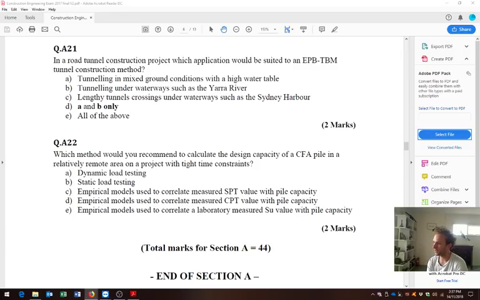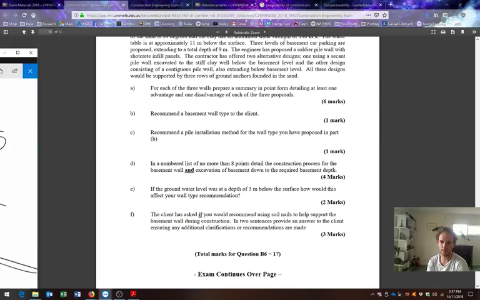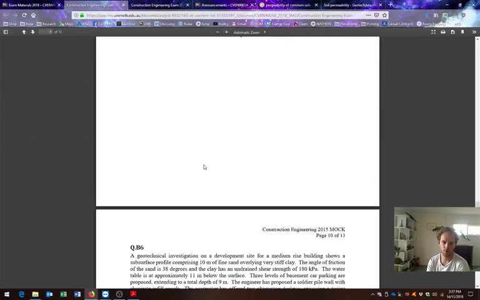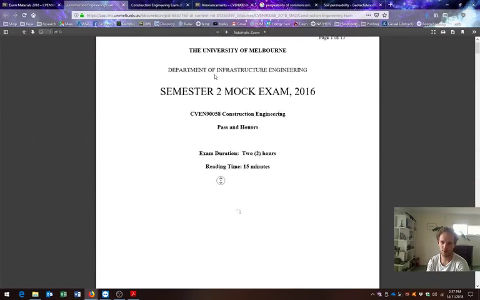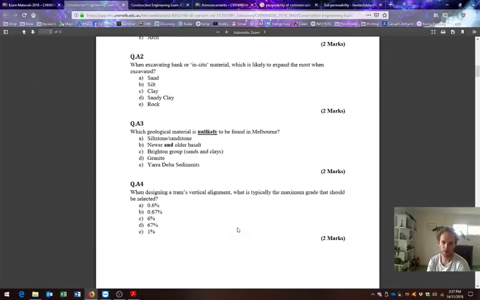So 2016 mock A3. Yep. Geological materials unlikely to be found in Melbourne. Oh, you'll be testing me on this. Granite is, I think, at least, yeah. Granite's not that common around Melbourne. I think you have to go a fair bit north to get any granite. So that's the answer there.